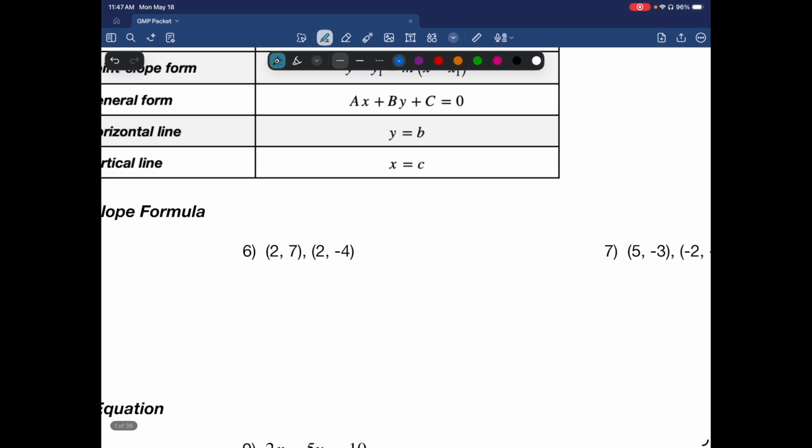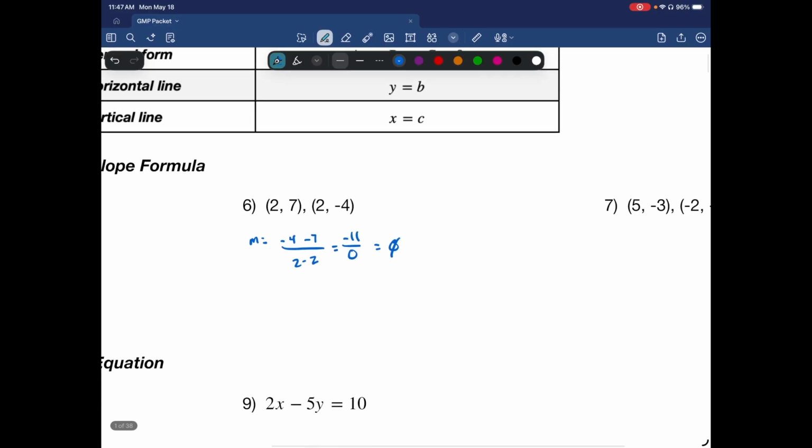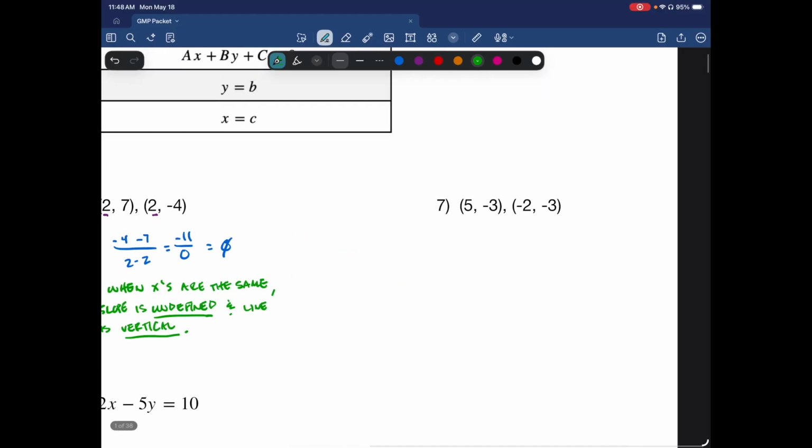All right, now on 6, you'll notice a couple things. First of all, I do this and you get negative 4 minus 7 on top, and you have 2 minus 2 on the bottom. So you end up with 0 on the bottom. So it doesn't really matter what's going on top. If 0 is in the bottom, my slope is undefined. Okay, so when your x's are the same, slope is undefined, and your line is vertical.